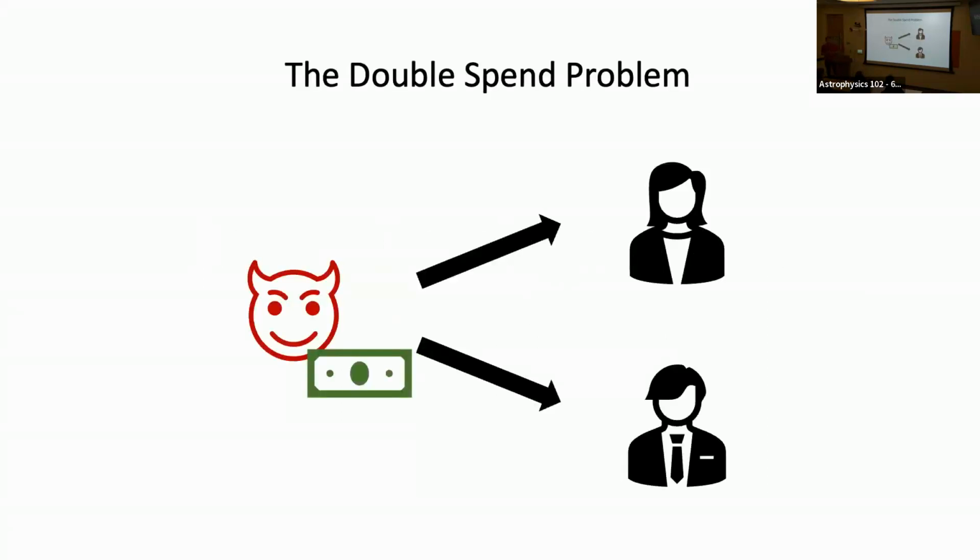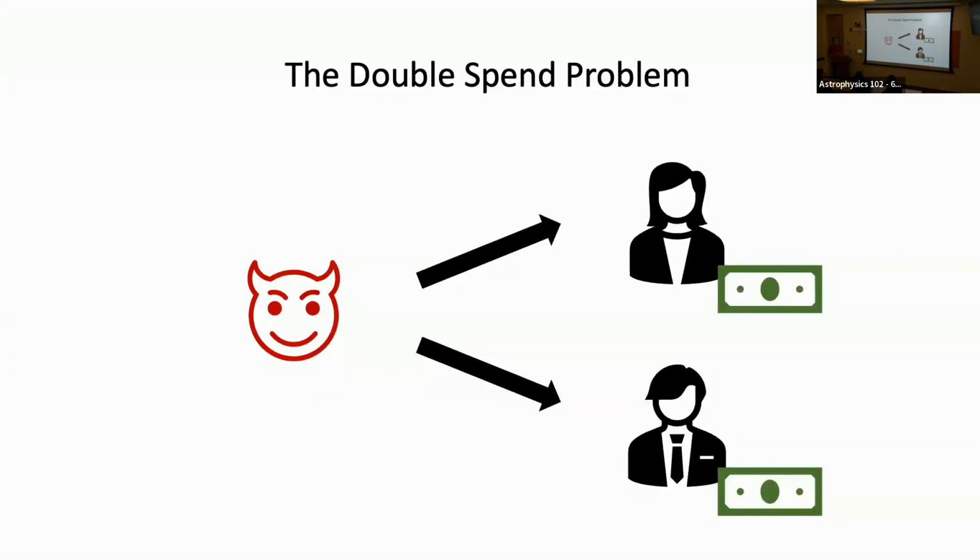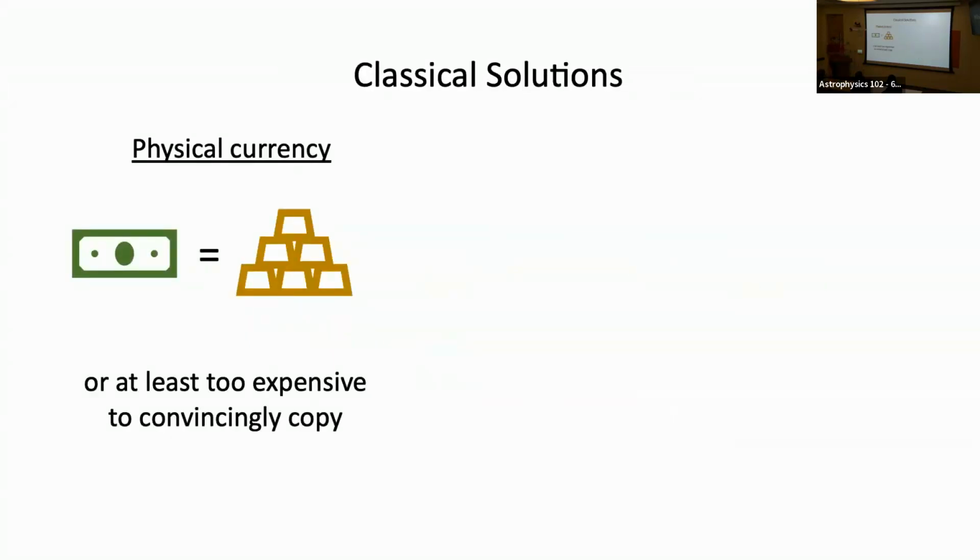Well, quantum money seeks to solve the following problem, which I'll call the double spend problem. We have someone here who has a bank account, and they're going to be nefarious, and they're going to try to spend it, give it to a house and buy goods or something else. So we want to prevent our attacker from spending the same money twice. Obviously, we have classical solutions to this problem.